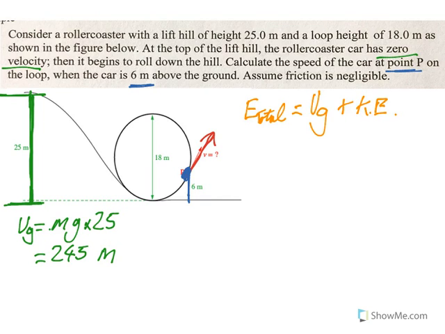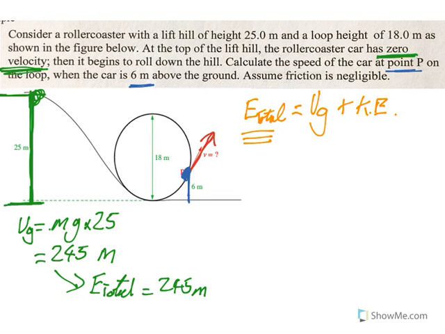Now, the total energy, from energy being conserved and not destroyed: up here at the top, because it had zero velocity when it started rolling, the only energy that it had here was gravitational, so 245 m. So what do we know? We know that there's a total energy of 245 m.